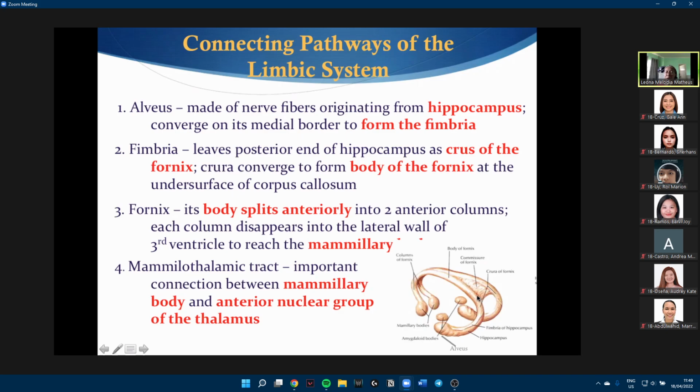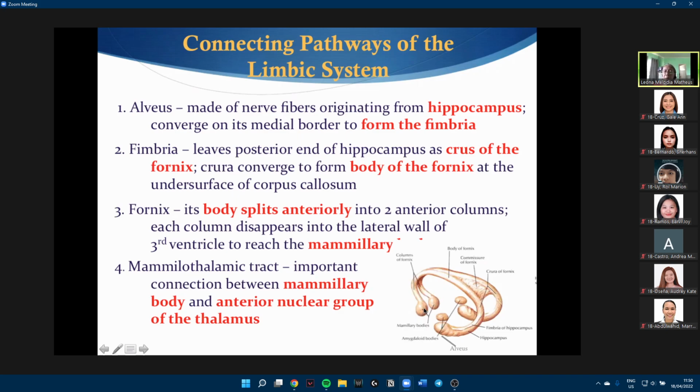Then the crus of the fornix moves anteriorly to form the body of the fornix here. And the body of the fornix will further split anteriorly. So ito na po, it splits anteriorly to form two columns. And by the way, these two columns are hidden because they are found lateral to your third ventricle. So nasa likod pa ng third ventricle. No? So eventually, these two columns will reach, of course, your mammillary bodies, which we found inferiorly to these structures.